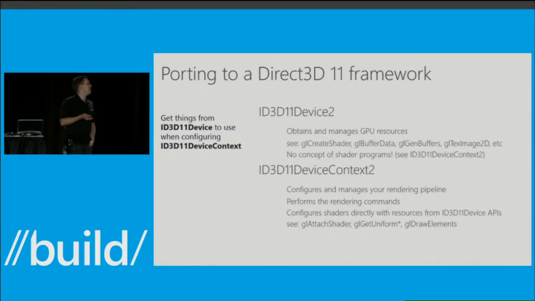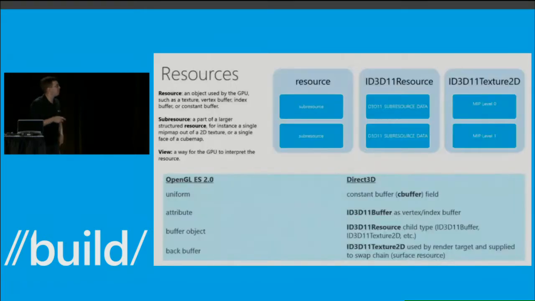The device context is where you'll actually do all your rendering. It's where you'll start passing in your vertices and your index buffer, where you'll attach your shaders and attach your resources and perform all the rendering commands, and then output that to a back buffer and display it. And you can see there are some similar APIs there.